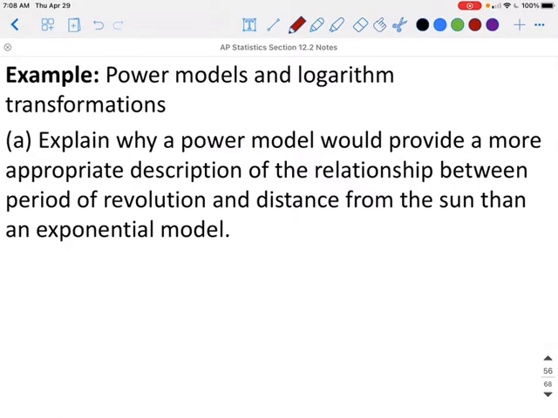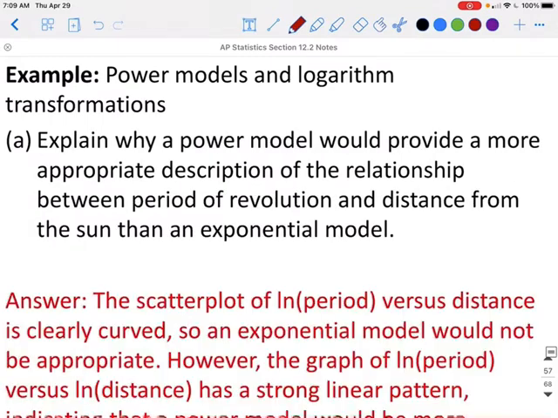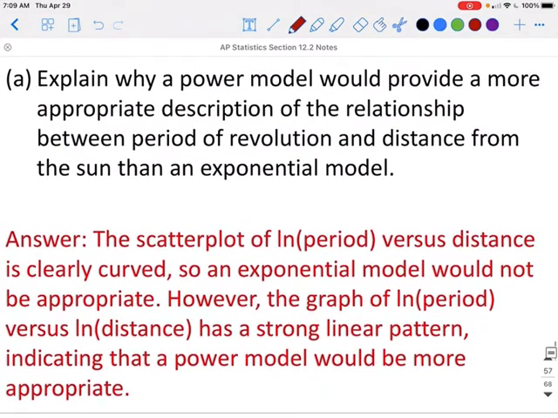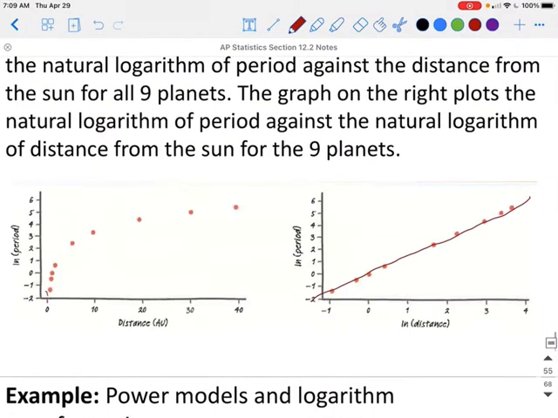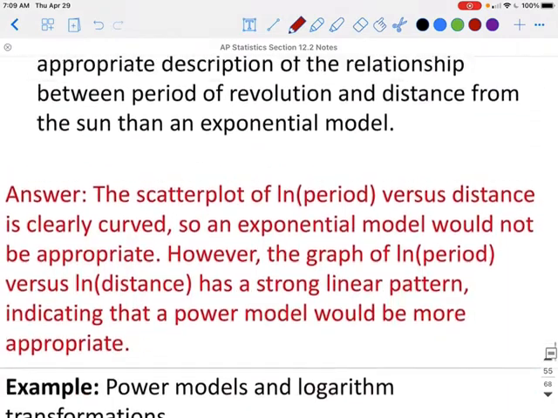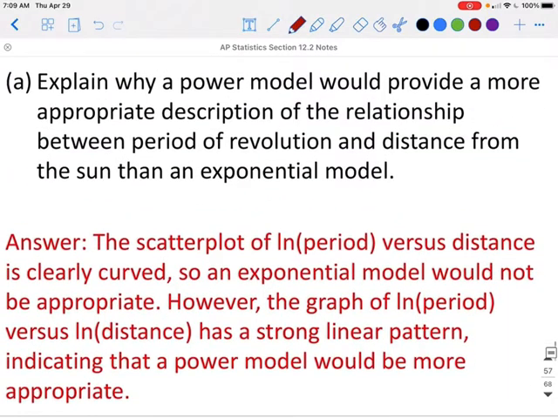Explain why a power model would provide a more appropriate description of the relationship between period of revolution and distance from the Sun than an exponential model. So the scatter plot of the natural log of the period versus the distance is clearly a curved model. If we come back up here and we look at this scatter, if we just take the natural log of just the distance, we're still getting a very clearly curved pattern. But if we take the natural log of both the distance and the period, we are getting the straight line. So it is more appropriate to have a power model.